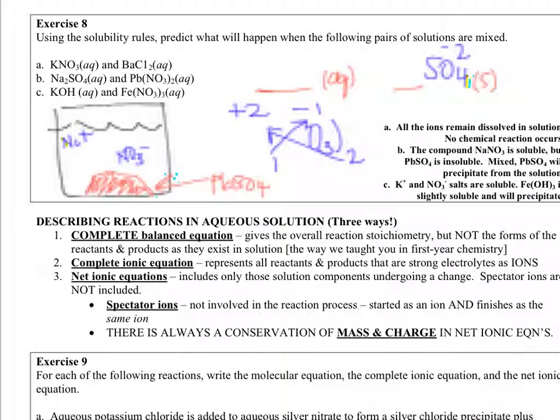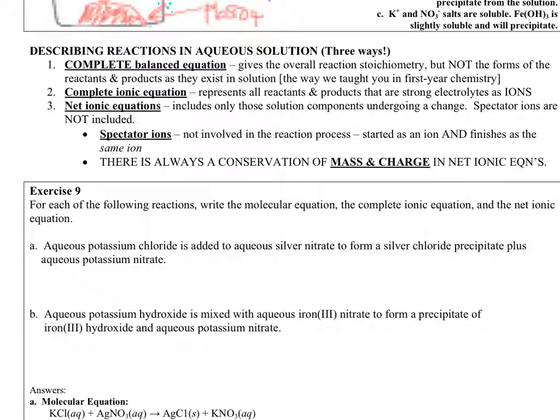I'm not going to do example C. I think you guys kind of get the drift. It's all about learning those solubility rules and then being able to draw what you see afterwards. Also recombining those elements and forming the correct chemical formulas. So great news, we can describe reactions in aqueous solution in 3 different ways.